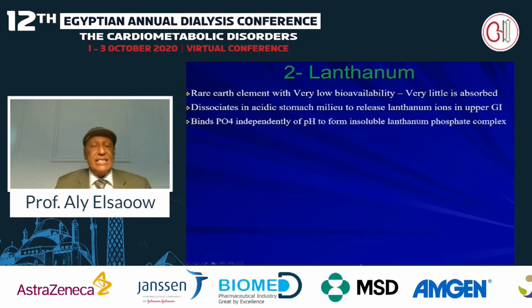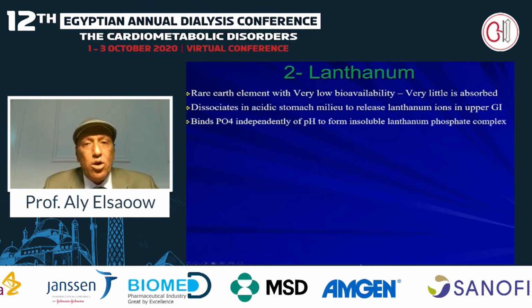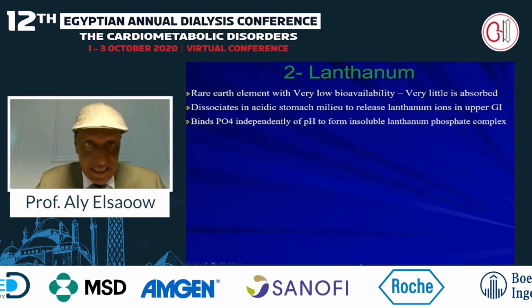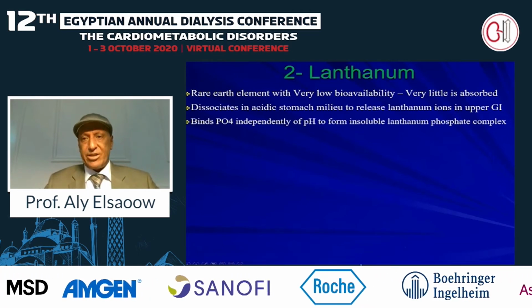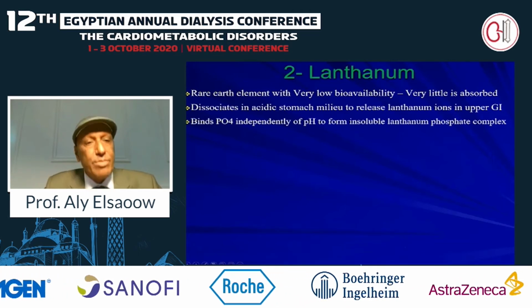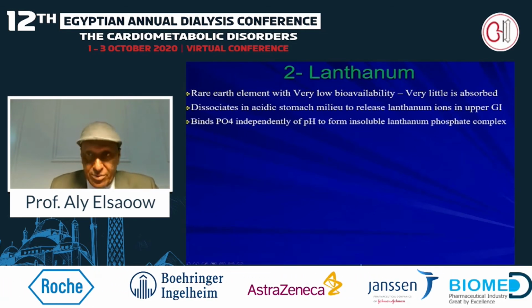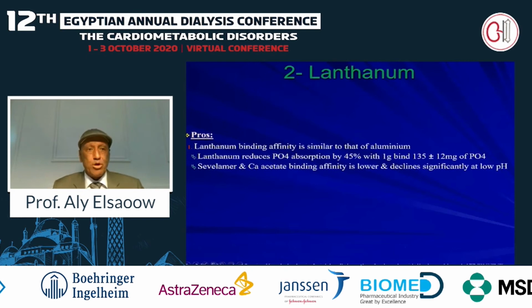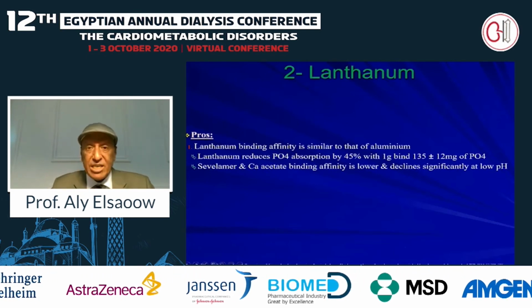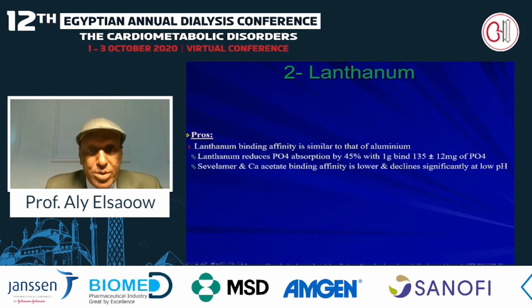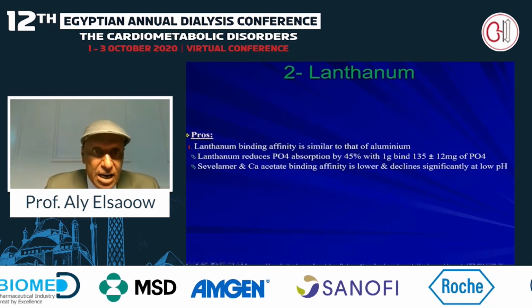Lanthanum, on the other hand, is a rare earth element with very low bioavailability, which means very little is absorbed. It dissociates in the acidic stomach milieu to release lanthanum ion over the GI tract. It binds phosphorus independently of pH to form an insoluble lanthanum phosphate complex. So the pros: lanthanum binding affinity is similar to that of aluminum, which means great. It can reduce phosphorus absorption by 4 to 5%.